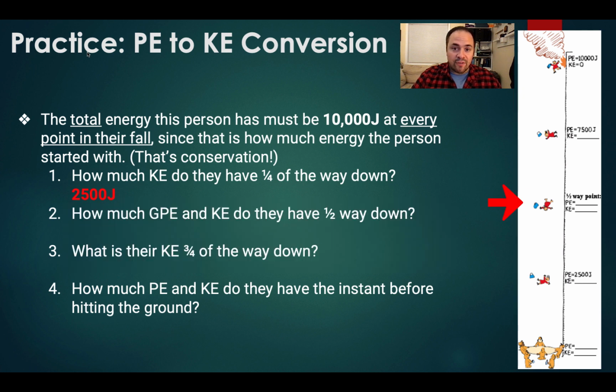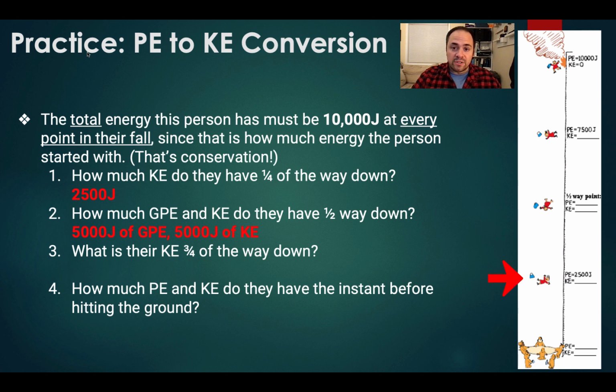Halfway down is a 50-50 split. Both gravitational potential energy and kinetic energy have to be equal, and they have to total 10,000. So 10,000 divided by 2 is 5,000. And so both potential energy and kinetic energy are 5,000 joules apiece.